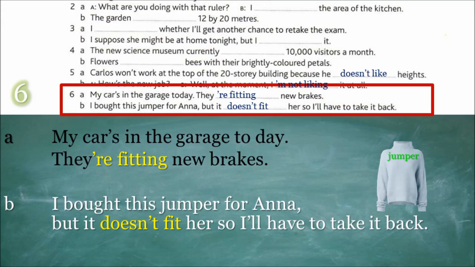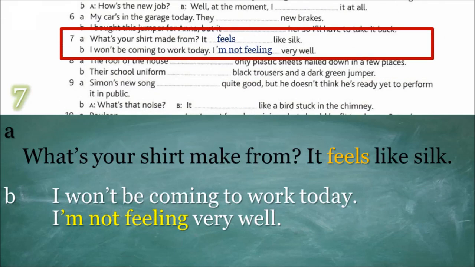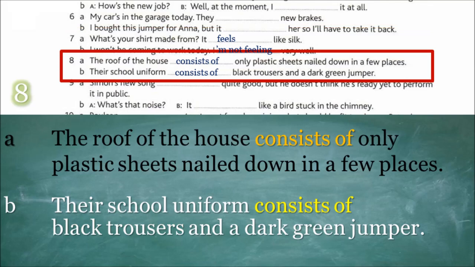My car's in the garage today. They're fitting new brakes. I bought this jumper for Anna, but it doesn't fit her, so I'll have to take it back. What's your shirt made from? It feels like silk. I won't be coming to work today. I'm not feeling very well. The roof of the house consists of only plastic sheets nailed down in a few places. Their school uniform consists of black trousers and a dark green jumper.